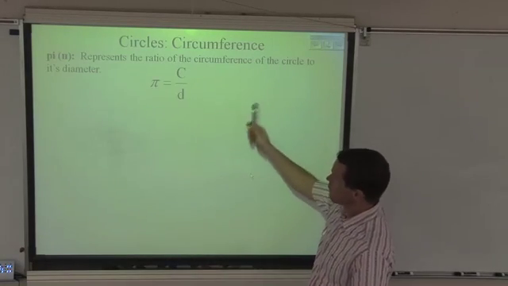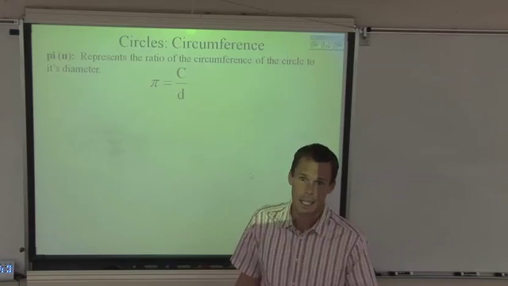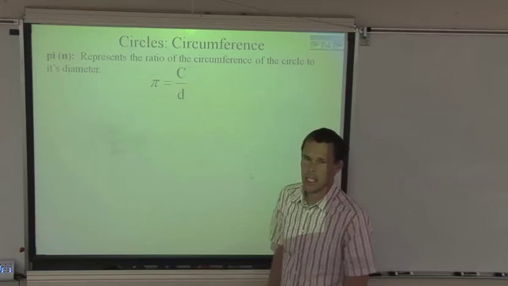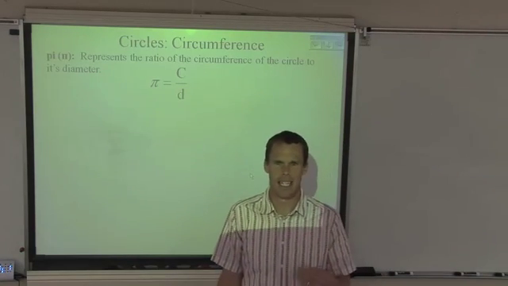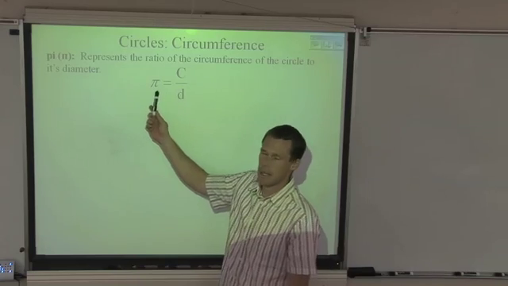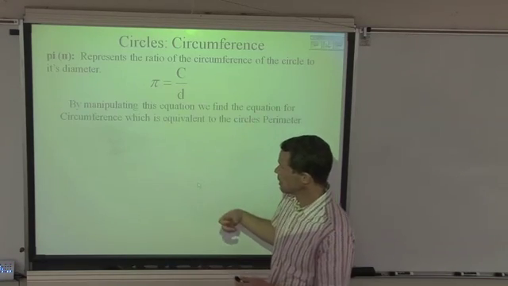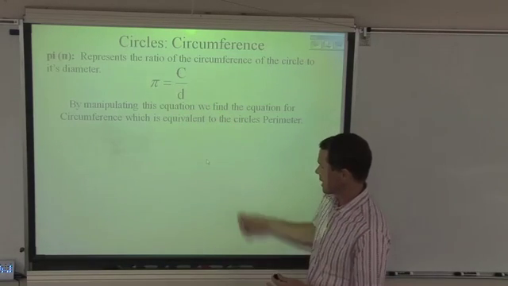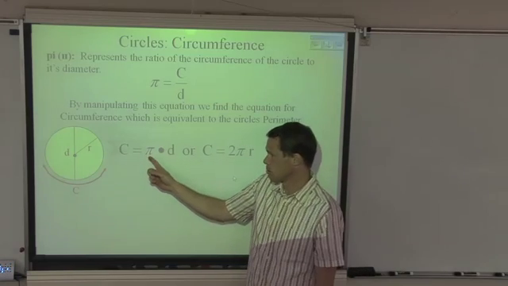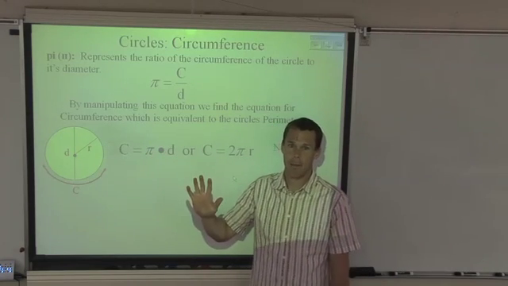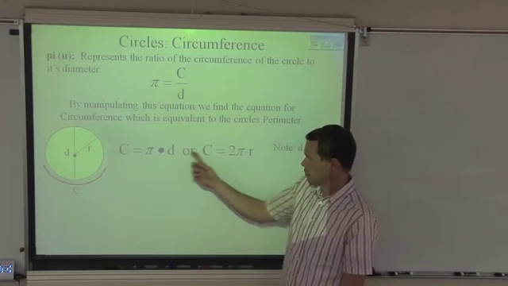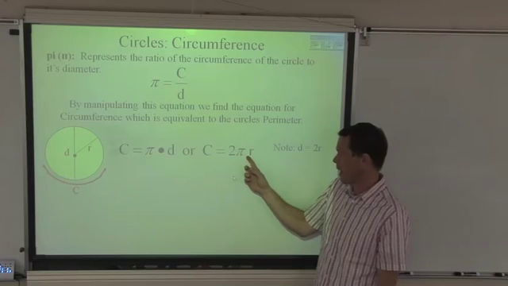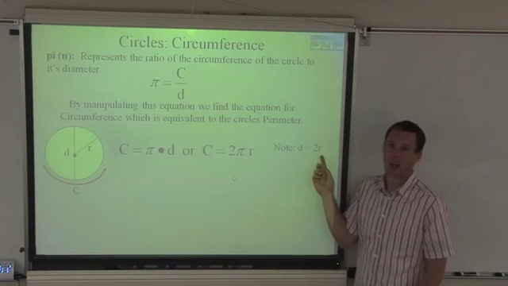So circumference. First, quick note, what is pi? Pi actually represents a ratio between the circumference and the diameter. If you take the circumference of a circle and divide it by the diameter of the circle, the ratio will always be pi. Now, if we multiply this equation on both sides by d, we can see that circumference equals pi times d. But let's remember, d is equal to 2r. So circumference equals pi times diameter, or circumference equals 2 pi r, because d and 2r are the same thing.